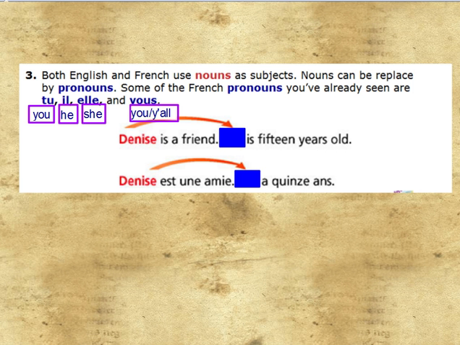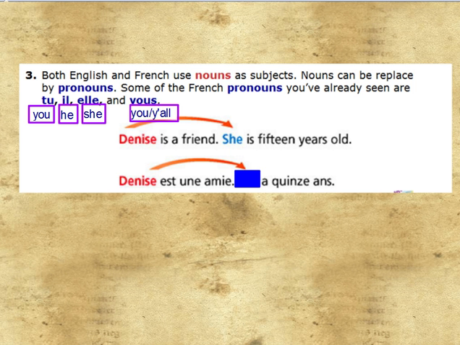So if we're talking about Denise and we're saying that Denise is a friend, in the English language, if we want to continue talking about Denise and say that Denise is 15 years old, we don't have to repeat Denise's name. We can use the pronoun she, and we can replace Denise with the word she, and it makes sense, and we know that the she is referring back to Denise that we were talking about one sentence ago. The same exact thing can happen in the French language.